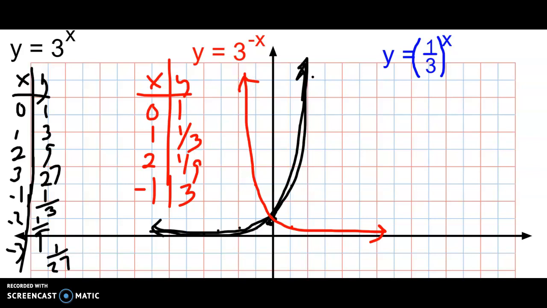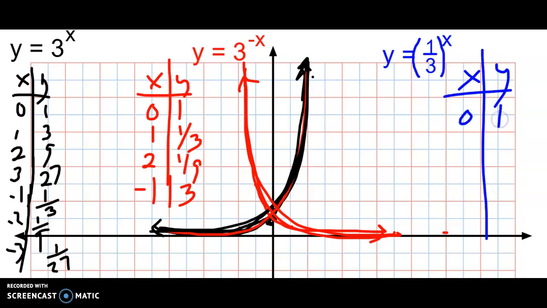3 to the x is this increasing function. See how I keep increasing as I go, it's constantly increasing, but 3 to the negative x is decreasing. The bigger x gets, the smaller y gets. That's decreasing. What happens if it's 1/3 to the x?